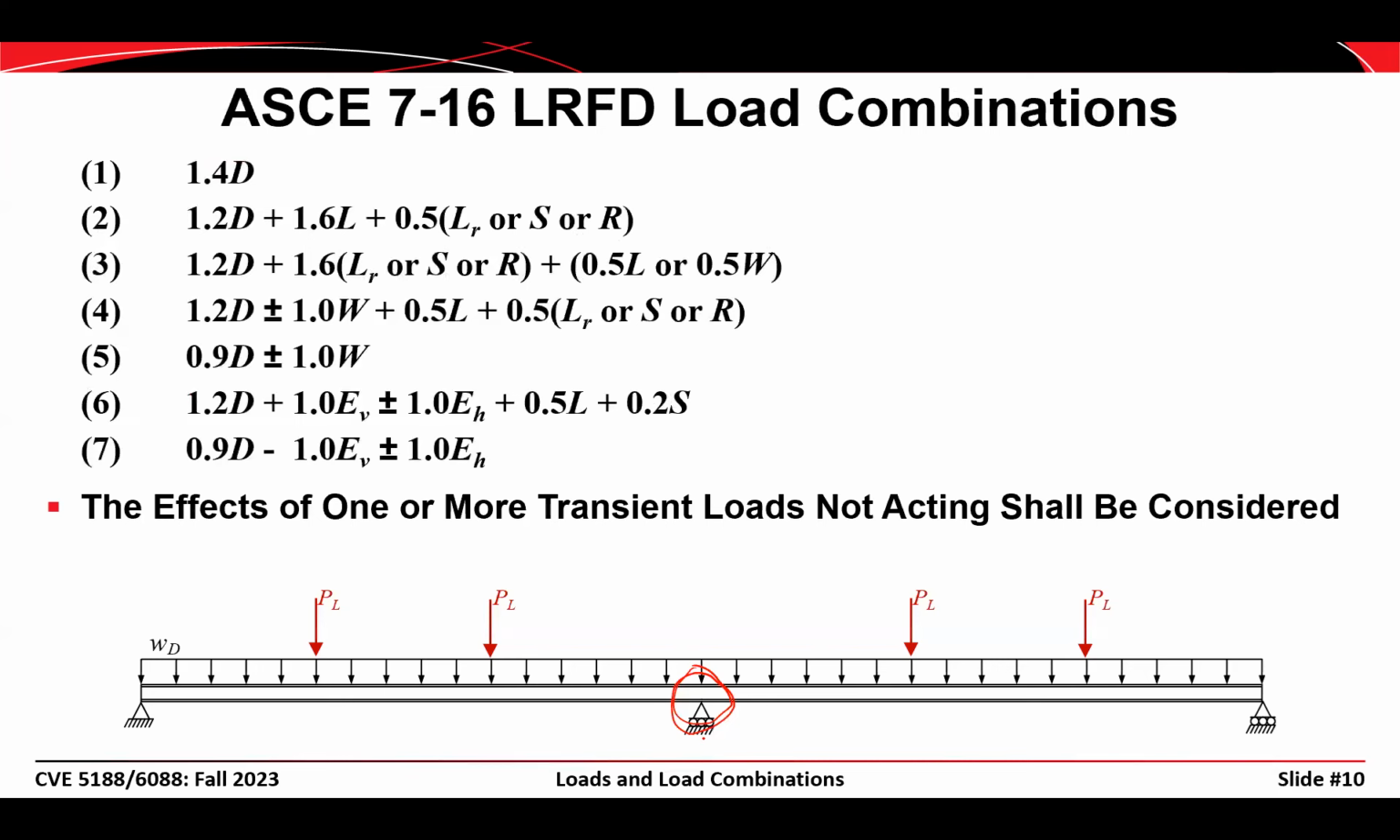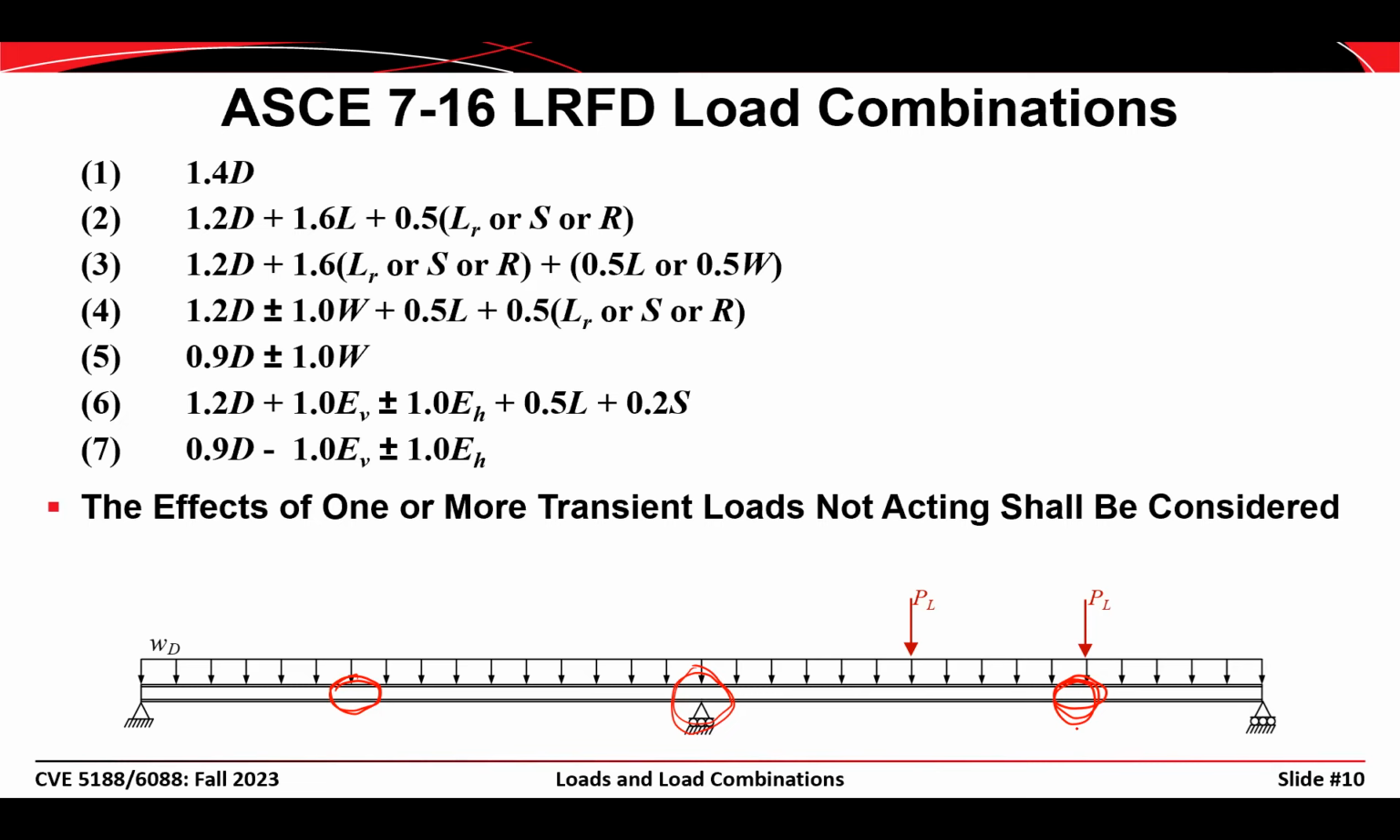But this loading wouldn't give us the maximum positive moment. If we put just the live load in the first span, that leads to the maximum positive moment in the first span. And if we put the live load just in the second span, then that leads to the maximum positive moment in the second span. So it's important, particularly for redundant or indeterminate structures, that we consider the possibility that some loads may not be acting, and that might lead to the worst case scenario.